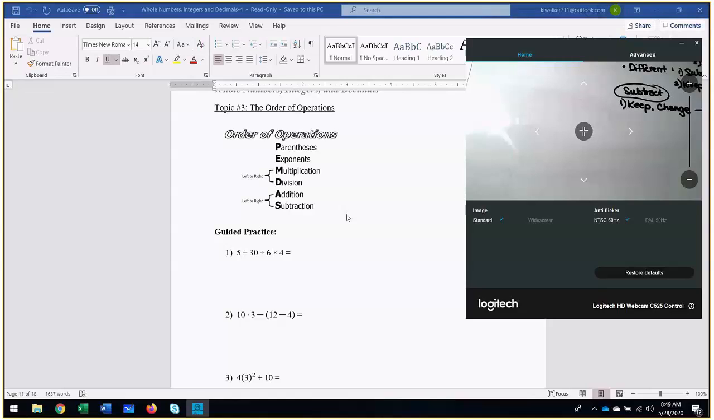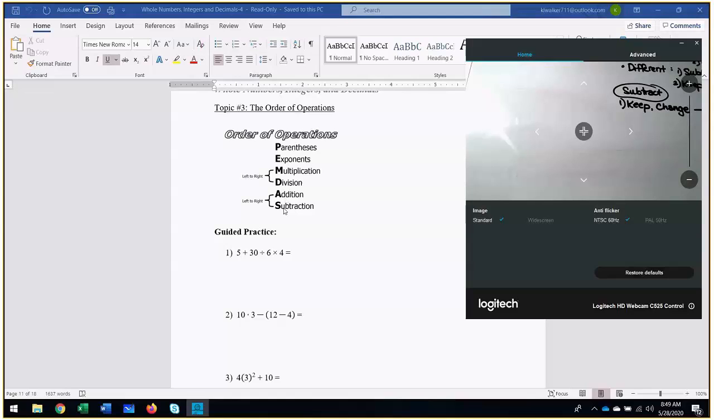Multiplication and division then come next, and this is the step that people mess up the most. Multiplication and division are supposed to come at the same time in one step. They are not separate steps. You take them out from left to right. So if you have both multiplication and division in a problem, just go left to right until it's all done. Then you move on and do the 4th step. The 4th step is addition and subtraction.